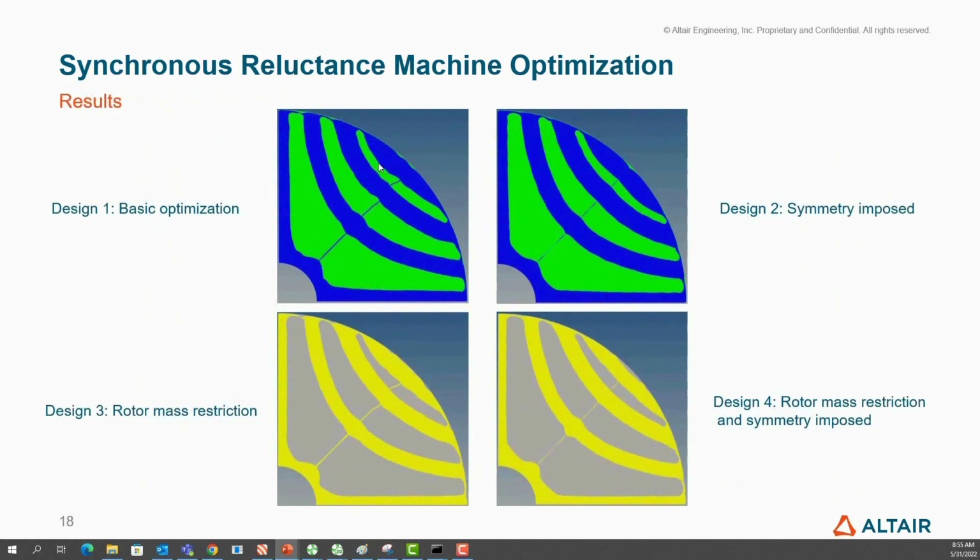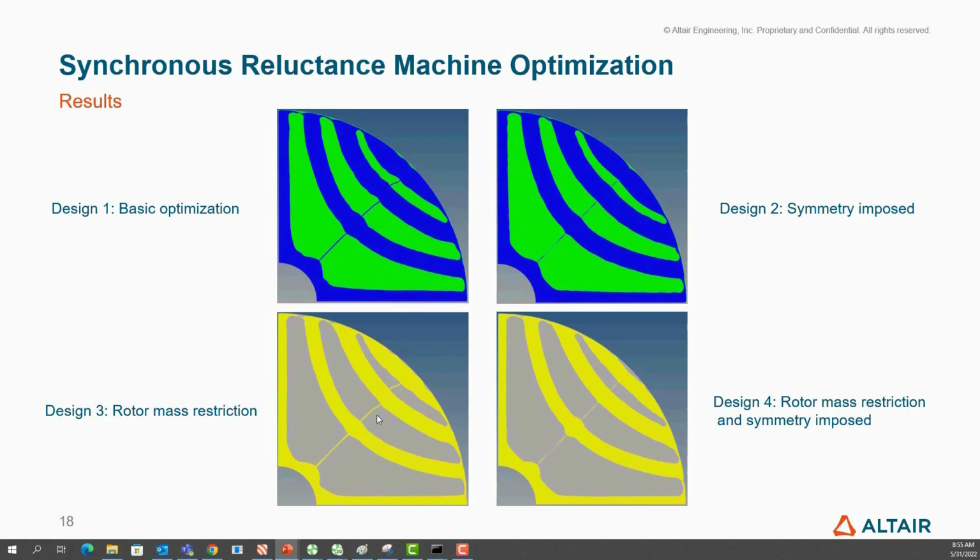Similar optimization is performed for all four of them. So the first one is the basic optimization. This is how you see the windows and the outer diameter of the rotor change for the basic optimization without any constraints. When symmetry is imposed as a constraint, you'll see that the holes or the windows in the rotor lamination will be changed similarly on both sides, on this side and on the other side, in the same way, which is not the case in the basic optimization.